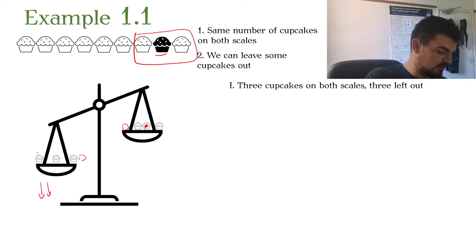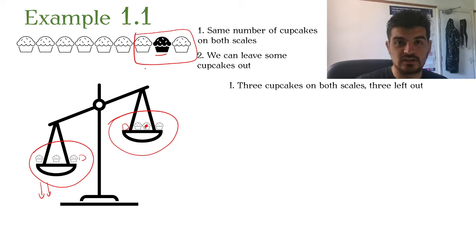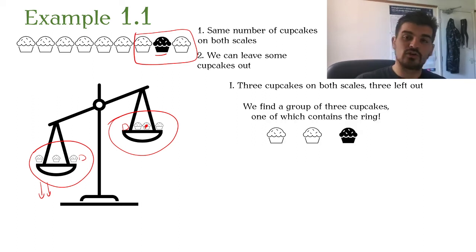Because if this side goes down, we know the ring is here. If this side goes down, we know the ring is here. And if there's a balance, we know that the ring is here, right? So that's what we want. Okay, so either way, we find a group of 3 cupcakes, one of which contains the ring. And remember, this was this one because I marked it with black. Okay, and we have one weighing left, and now it's pretty easy to imagine what we have to do.